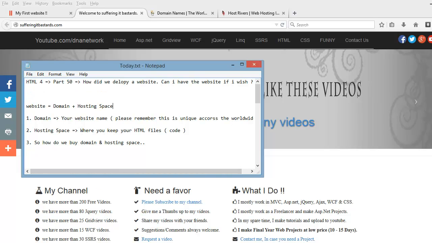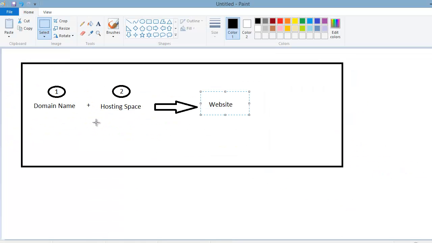So when I say a website, what does the website mean? The website means two things. One is the domain name and the second is the hosting space. Right now you don't have any idea what a domain name and hosting space are, but if you combine these two, you will end up having a website. So let's talk about these two guys. What are they?